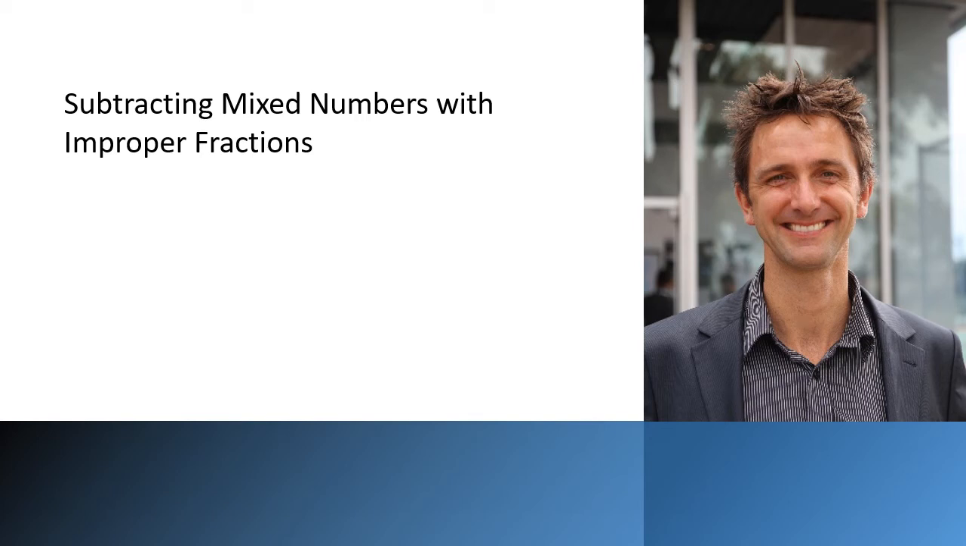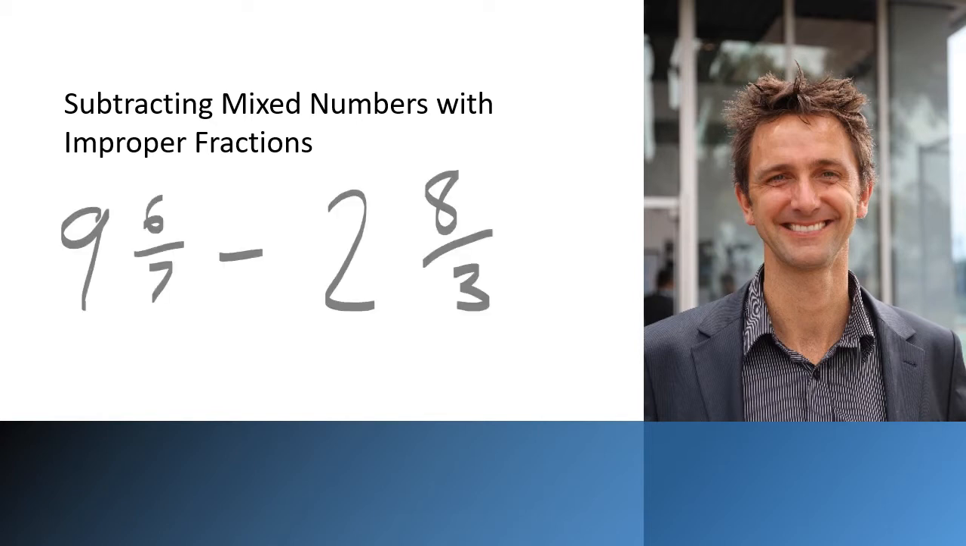We're going to look at subtracting mixed numbers with improper fractions. So we're going to be looking at doing sums like this, 9 and 6/7 take away 2 and 8/3, and yuck, here's an ugly improper fraction that we are definitely going to have to deal with. And our success criteria is going to be a bit like this.